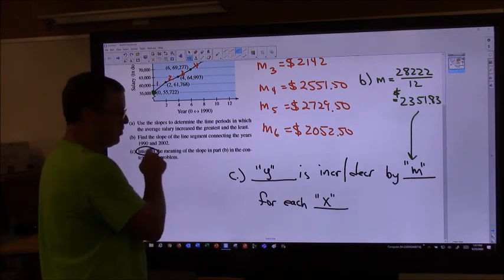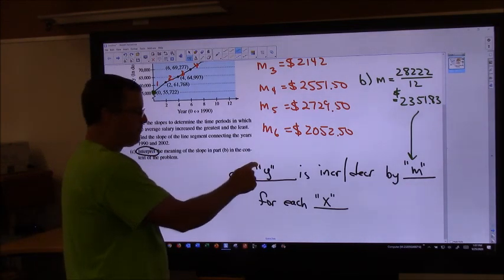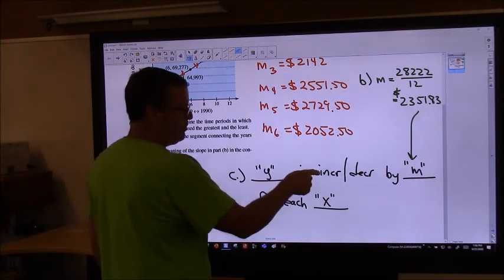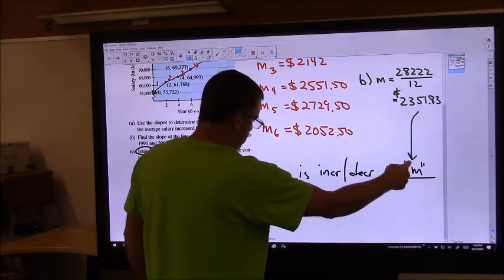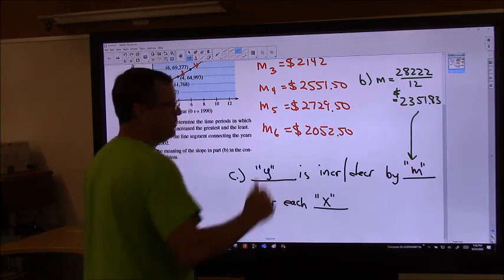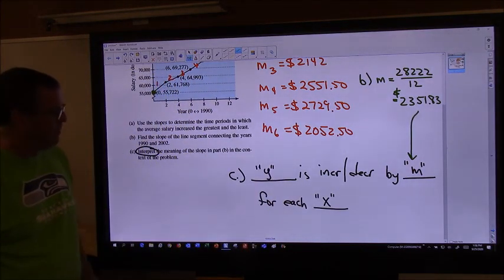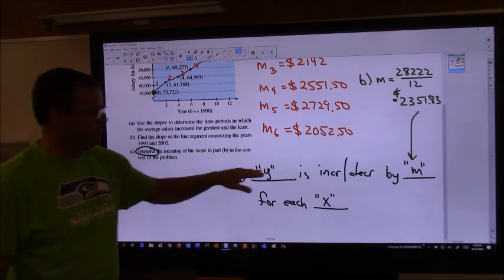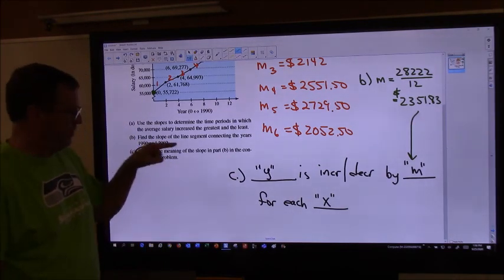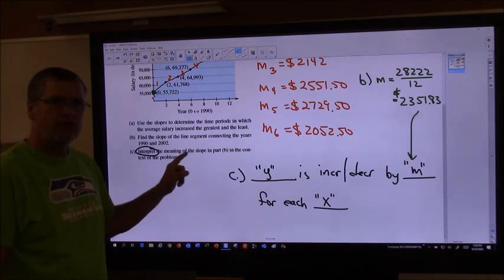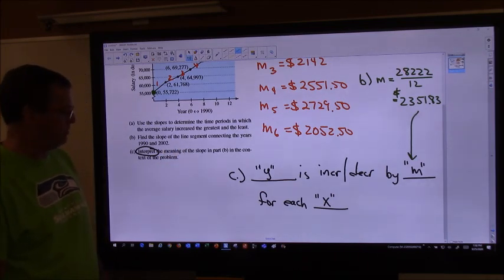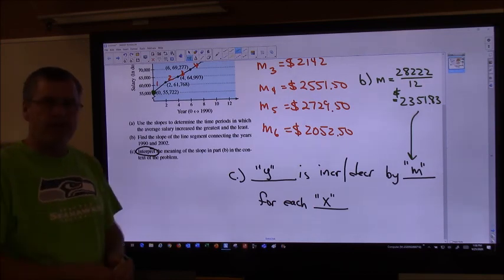So if I'm going to interpret this slope, what I should say is the principal's salary is increasing by $2,351.83 for each year. That's my interpretation. Okay? I'm not going to finish writing this out. I'll let you guys fill in the blanks. But this phrase is the one you want to use every single time we ask the question, what does a slope mean? Or to interpret what the slope means. All right, let's try another problem.